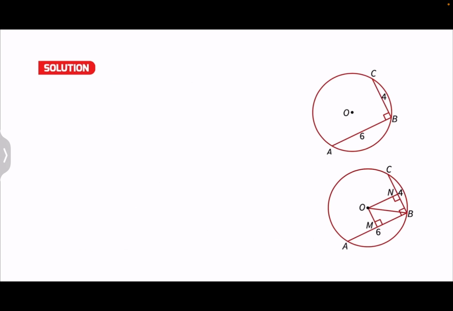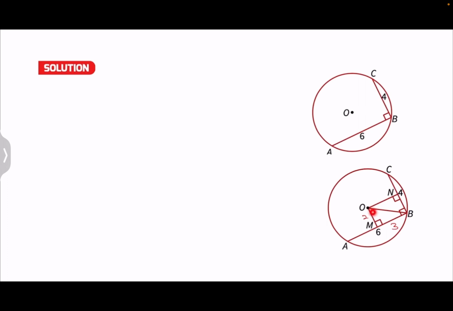Let's move on to part B. We are now to find the radius of this circle. The radius of this circle is indicated by this line OB. From part A, we have found the length of MB to be 3 cm and the length of OM to be 2 cm.